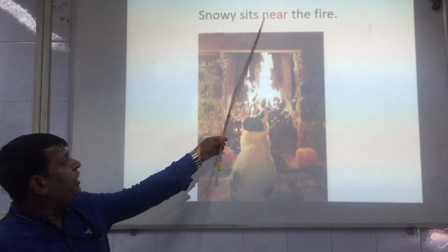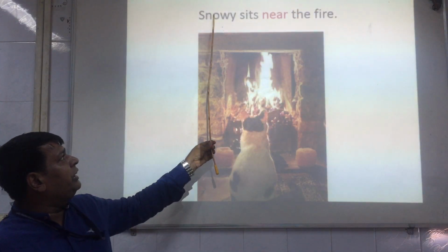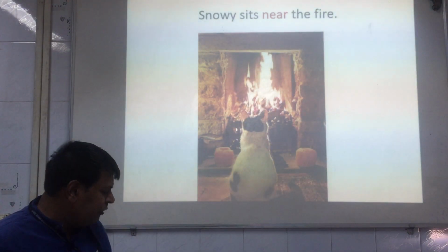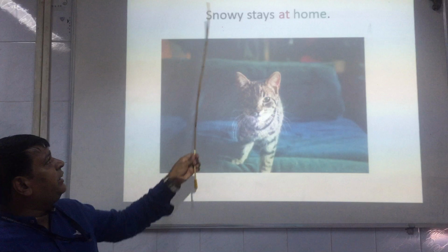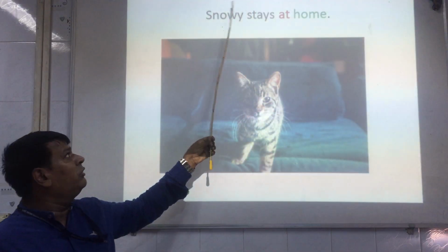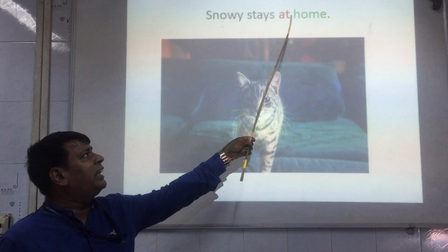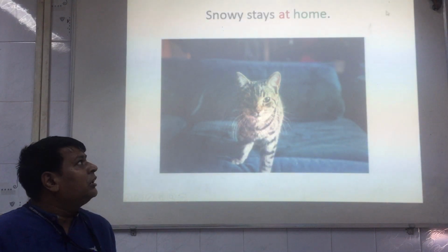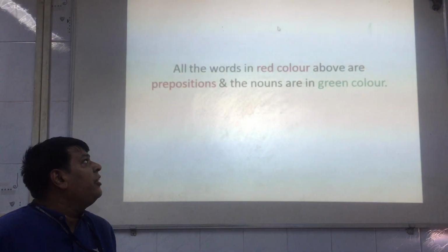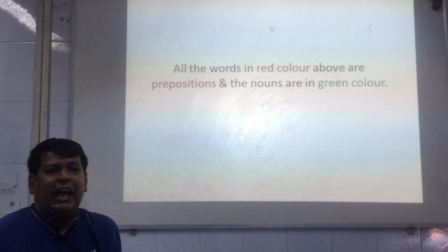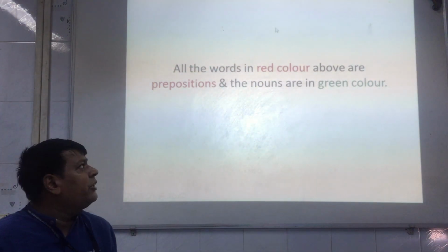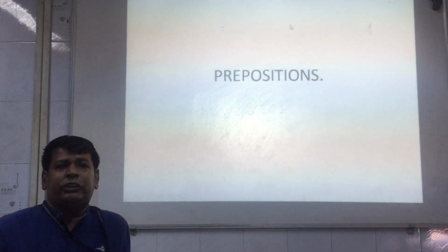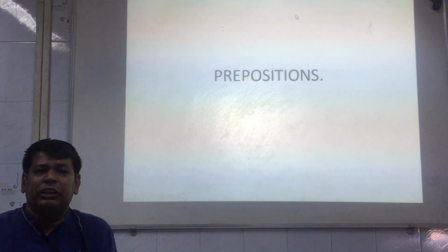Snowy sits near the fire. Near. Now, Snowy stays at home. At and home. Now, in, on, near, at. The words which are in red color, in, on, near and at, are the prepositions, and the nouns which are in green color, they are the nouns. So, our today's topic is preposition.